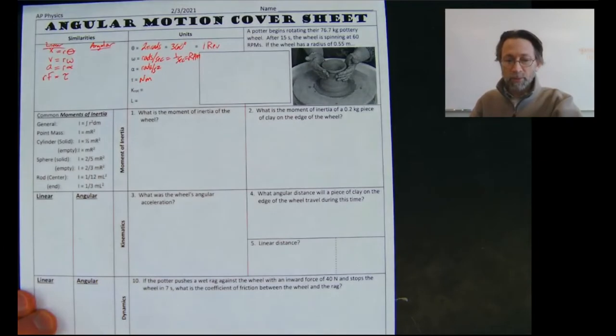Then the next thing that we want to talk about is kinetic energy. So we went into energy after we did the dynamics.